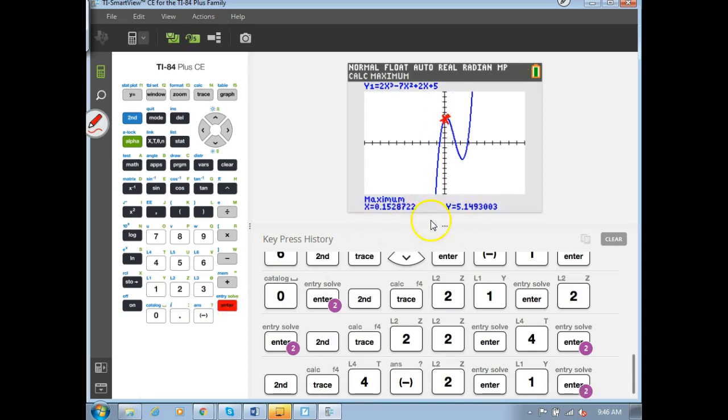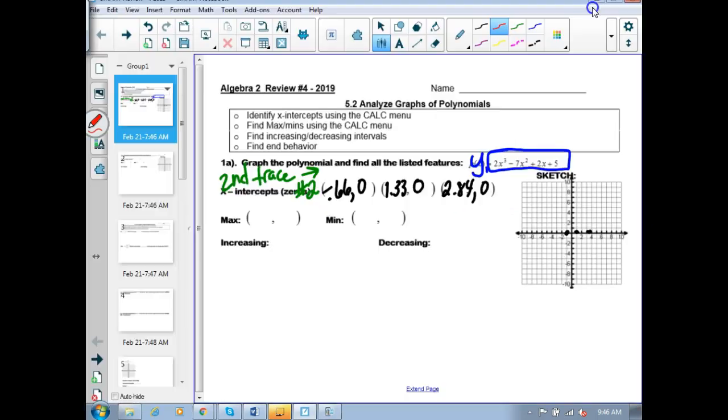This time you do need to write the whole ordered pair. I'm glad I didn't assume that was at 0 something, because it's not. It's at 0.15, comma 5.15. So your maximum is 0.15 and then 5.15. This was, again, second trace, but you chose number 4, the maximum finder.